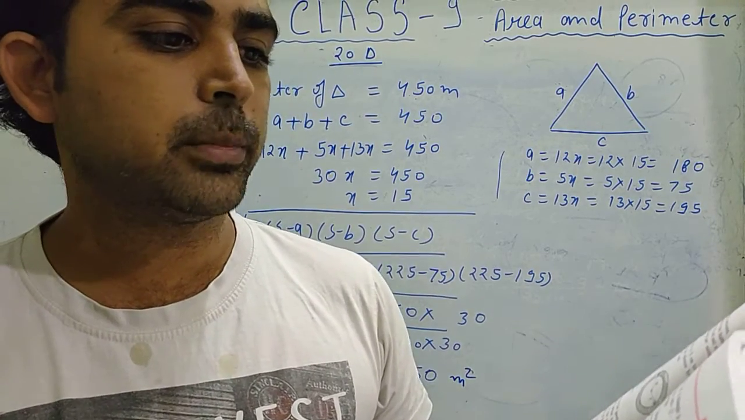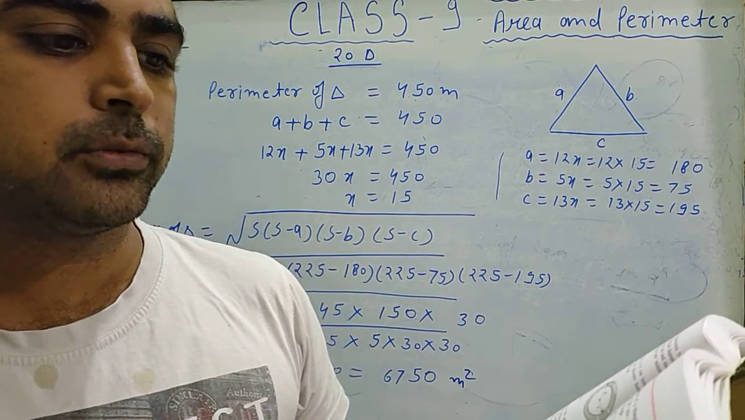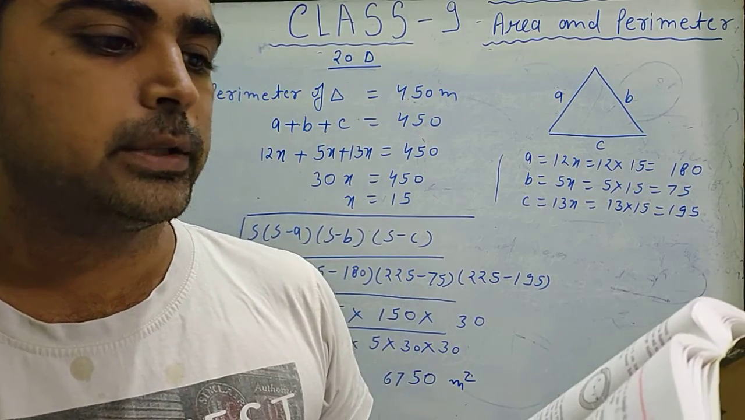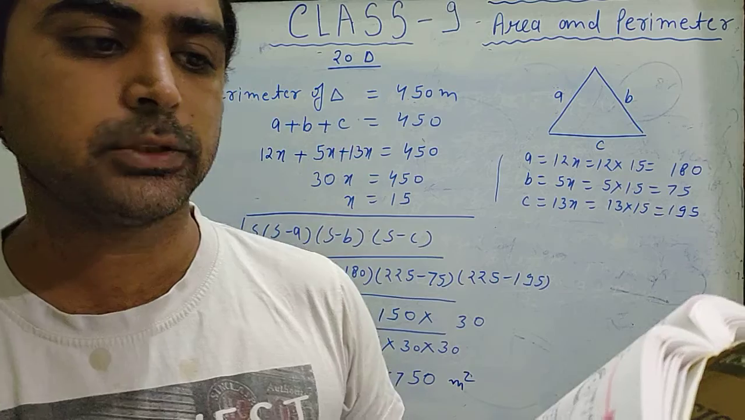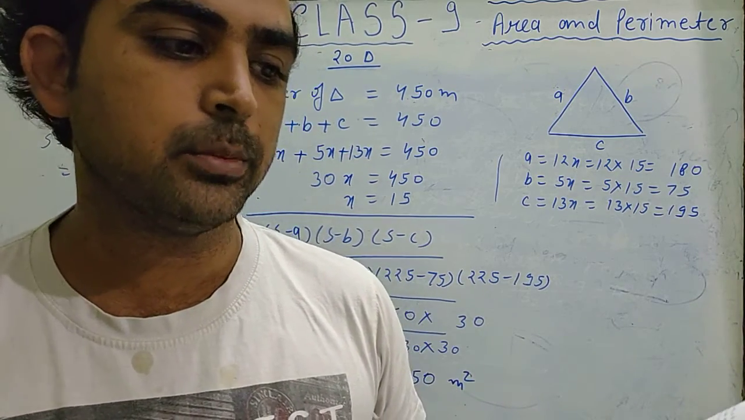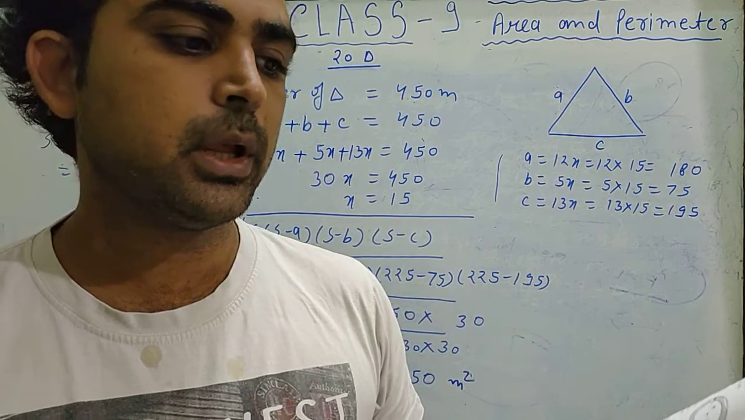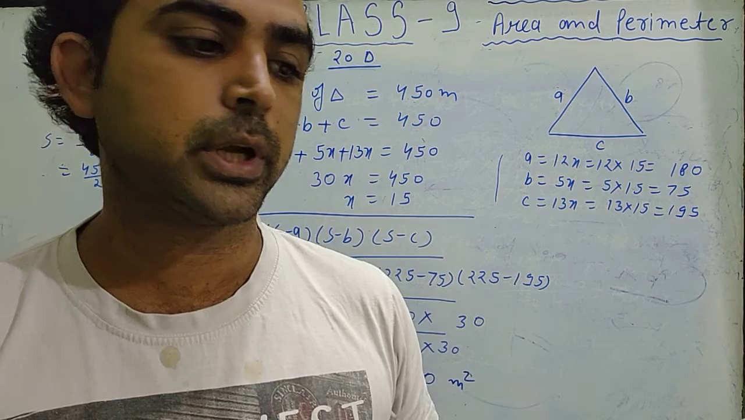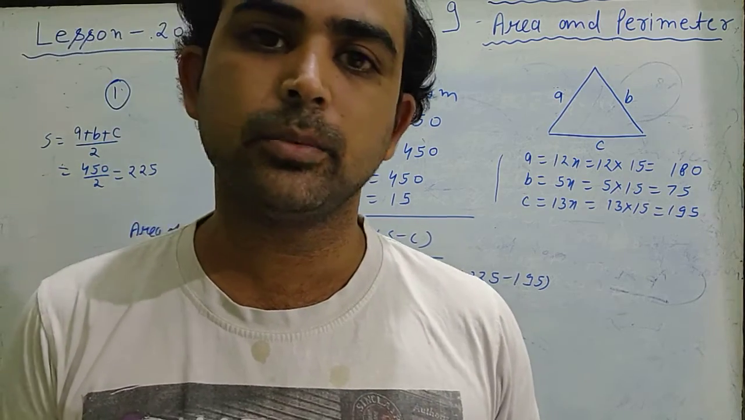Okay. Question number 1: the perimeter of the triangle is 450 meters and its sides are given in the ratio 12:5:13. Find the area of the triangle. Means the perimeter of the triangle is given and the ratio of the sides is given, 12:5:13. So we have to find the area of the triangle.